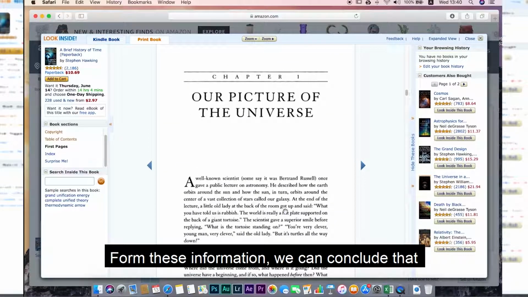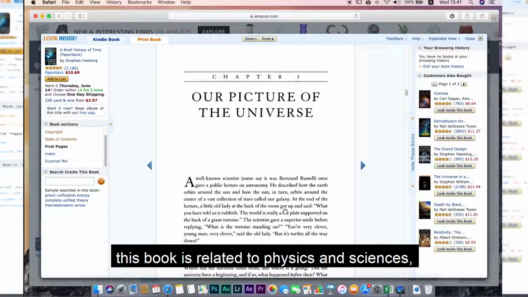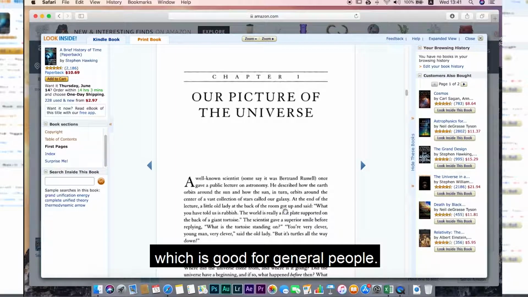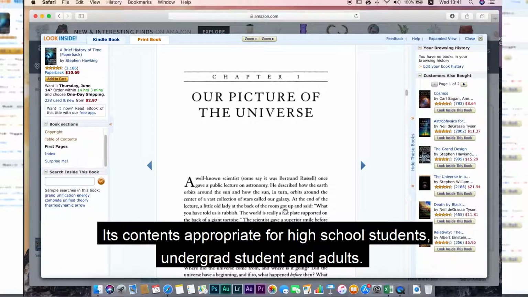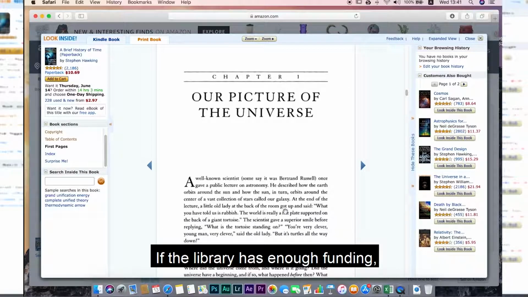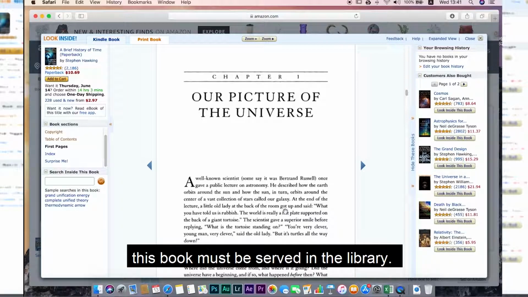From this information, we can conclude that this book is related to physics and science, which is good for general people. Its content is appropriate for high school students, undergrad students, and adults. If the library has enough funding, this book must be served in the library.